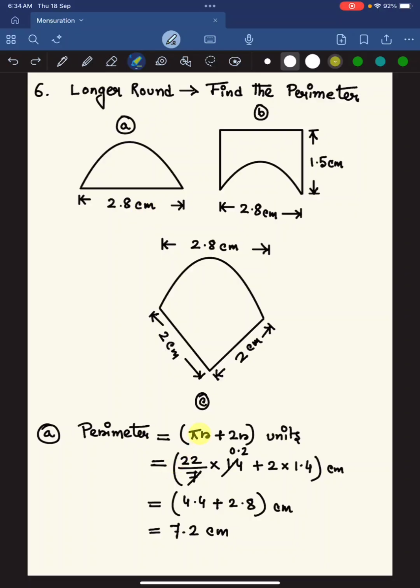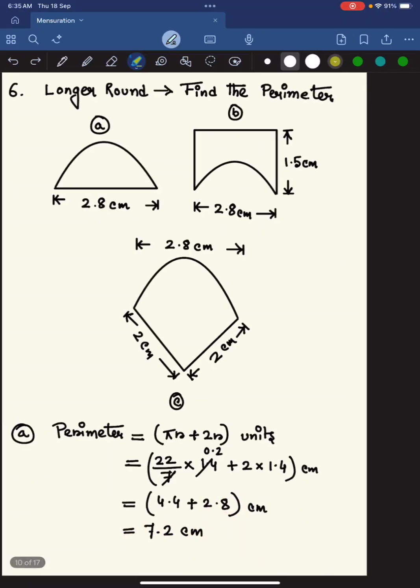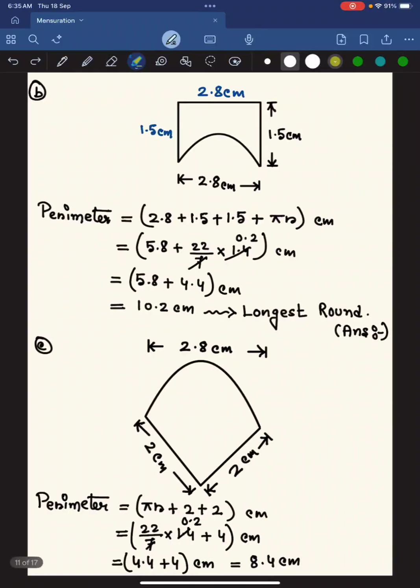Therefore pi r equals 22 by 7 into 1.4, plus 2r, which is 2 into 1.4. This 7 and 1.4 get cut and it becomes 0.2. So 22 into 0.2 is 4.4, plus 2 into 1.4 is 2.8, which equals 7.2, right? Okay, let's come to figure B.